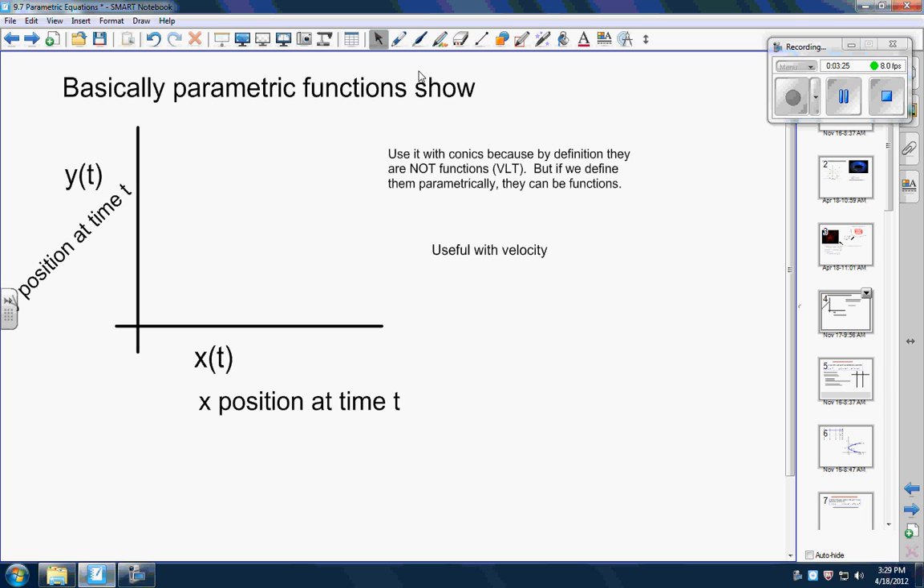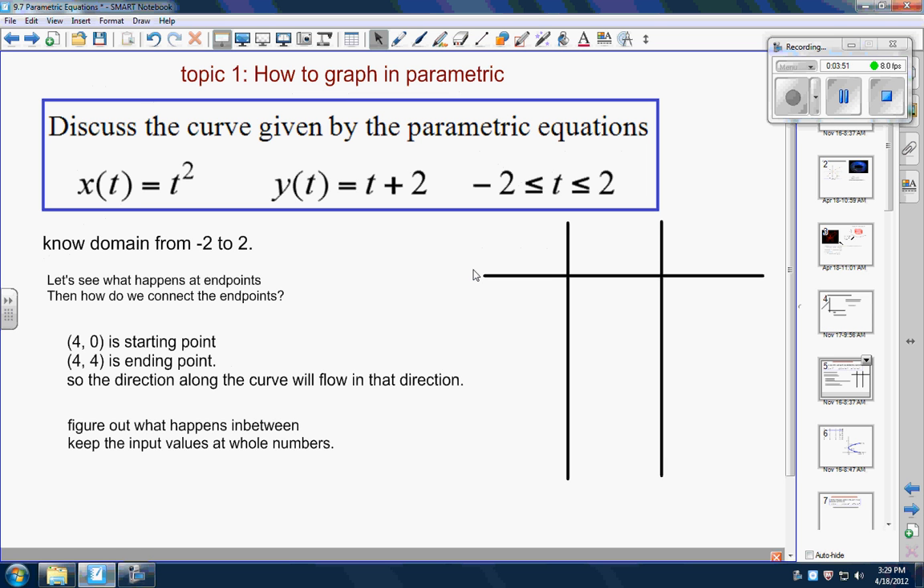Like I said, we use it with conics because by definition, everything we've graphed so far this chapter are not functions based off the vertical line test. But if we do them parametrically, each of the individual things will be a function. And then you can put them together and you can kind of get around that definition there. So we're also going to use them with velocity stuff, which should look very similar to you guys who've had physics recently. First thing we're going to look at is how we actually graph these things.